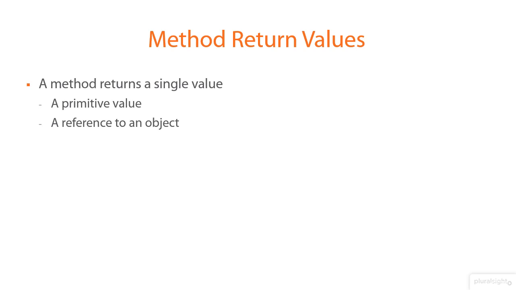When a method returns, if that method's not void, then it actually returns a value. And a method always returns just a single value. That value can be a primitive type, like a float, a short, a boolean. It can also be a reference to an object, and it can even be a reference to an array, because in Java, arrays are objects.